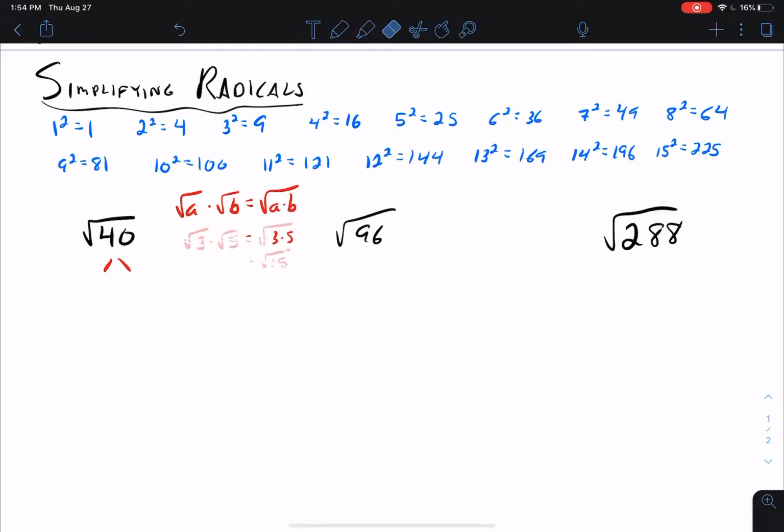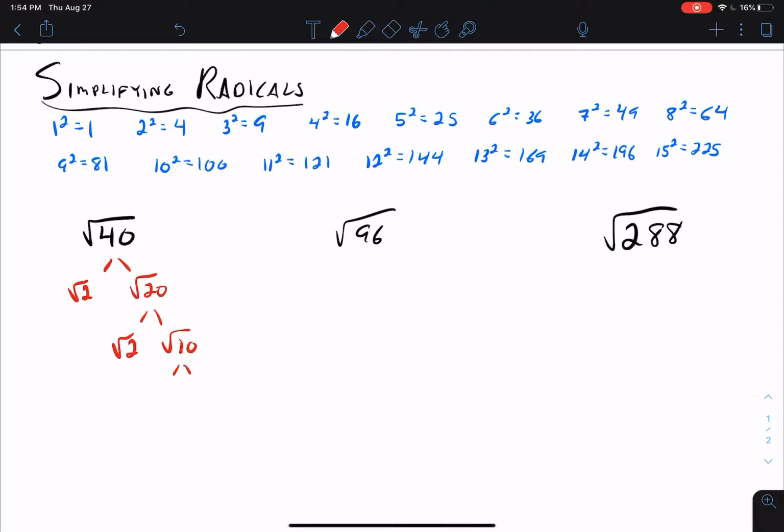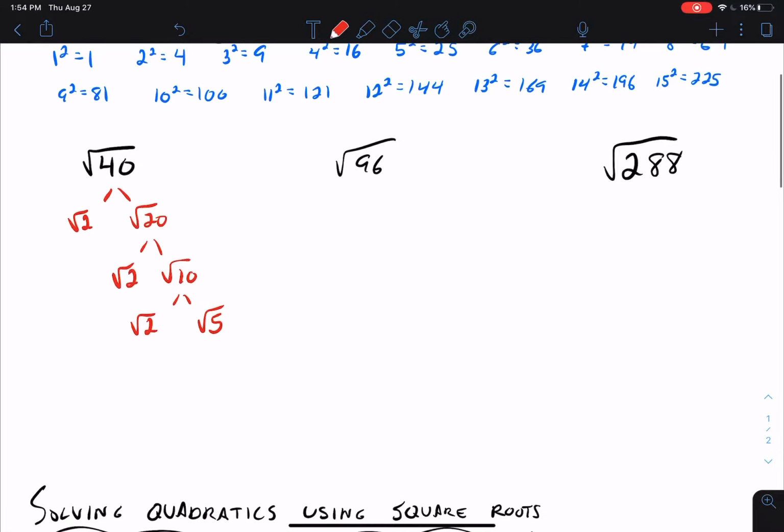All right, so let me clear this space because we're going to need it. All right, so square root of 40. What breaks down into square root of 40? Well, I know 2 does. 2 goes into it 20 times. I can't break down square root of 2 anymore, just like we couldn't break down 2 if this was a factor tree. Square root of 20, square root of 2 times the square root of 10. Again, can't break down 2. Square root of 10, square root of 2, square root of 5. All right? So square root of 2, square root of 2, square root of 2, square root of 5.